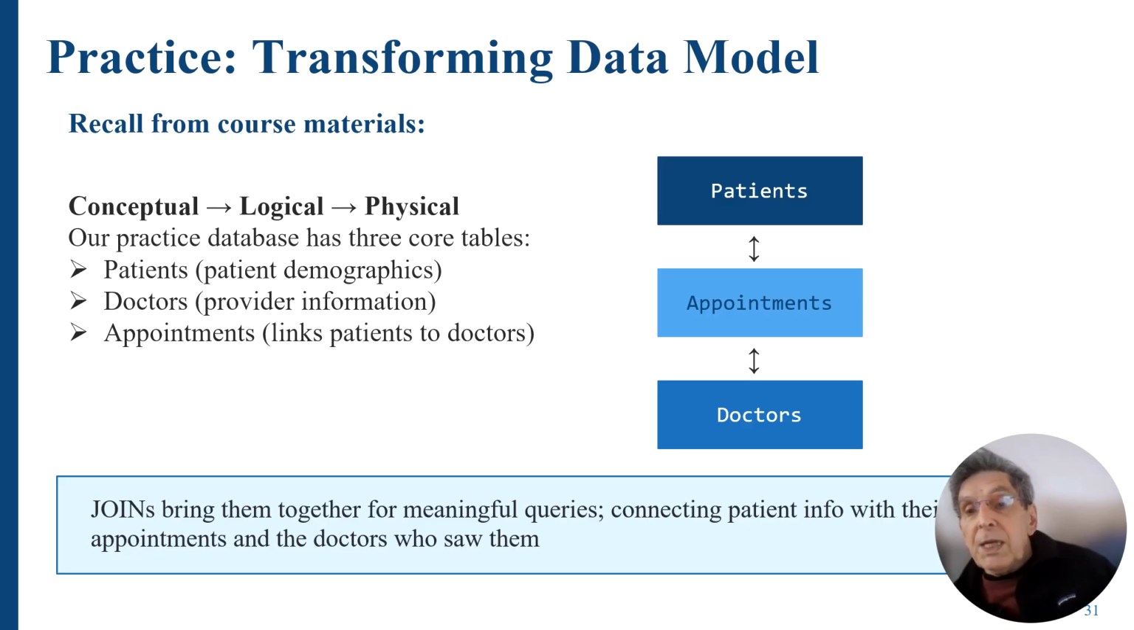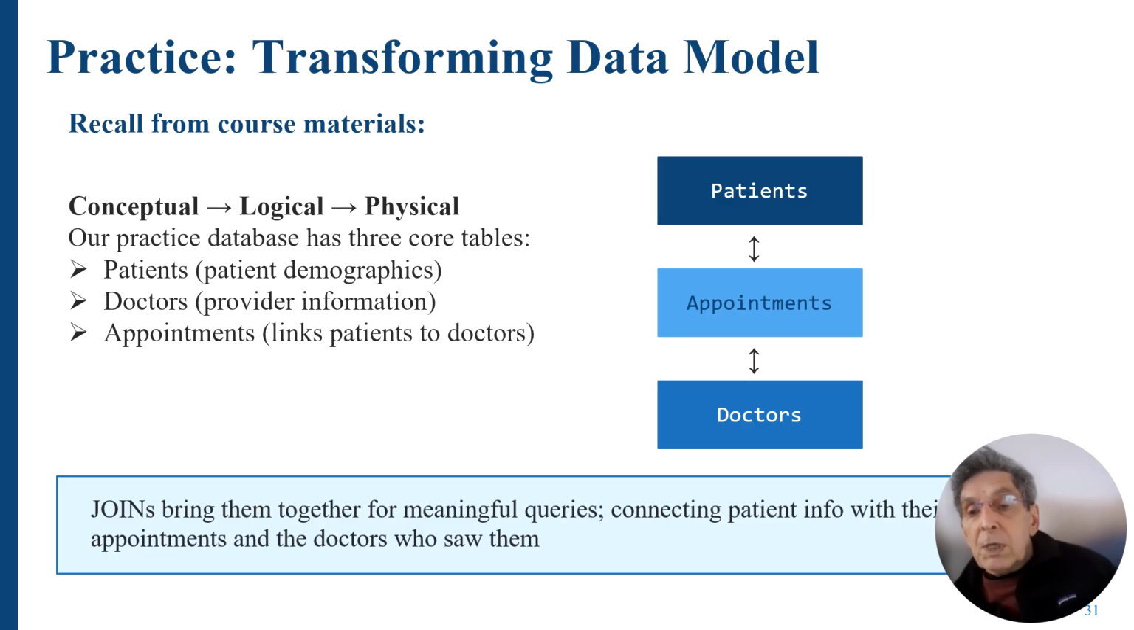This is a classic many-to-many relationship. A patient can have many appointments with different doctors. A doctor can have many appointments with different patients. The appointments table sits in the middle, containing foreign keys to both patients and doctors. To answer questions that span these relationships, we need joins.